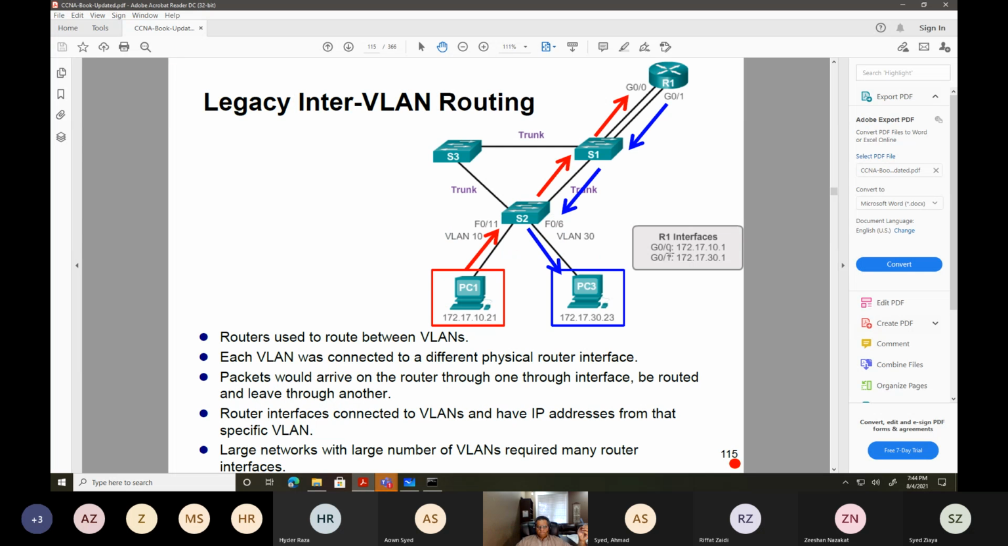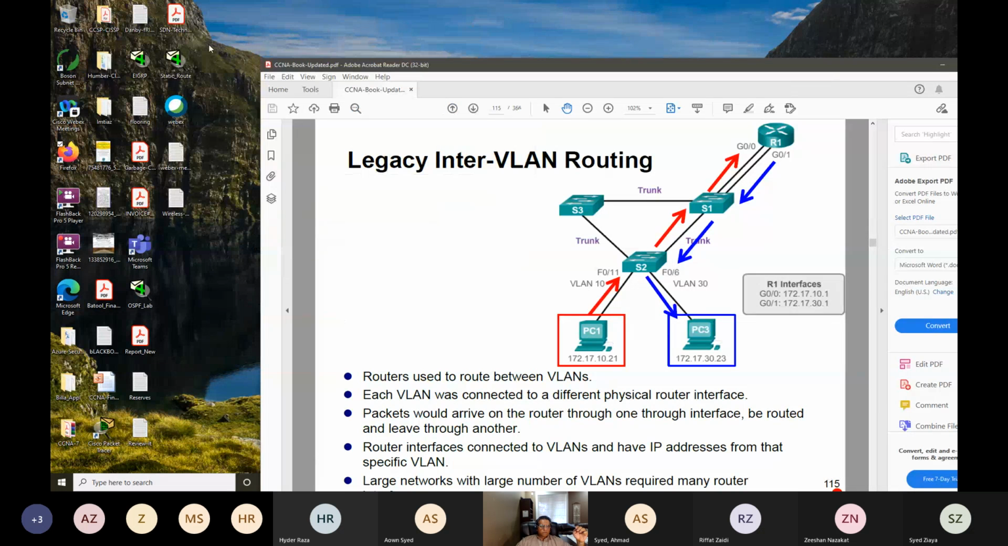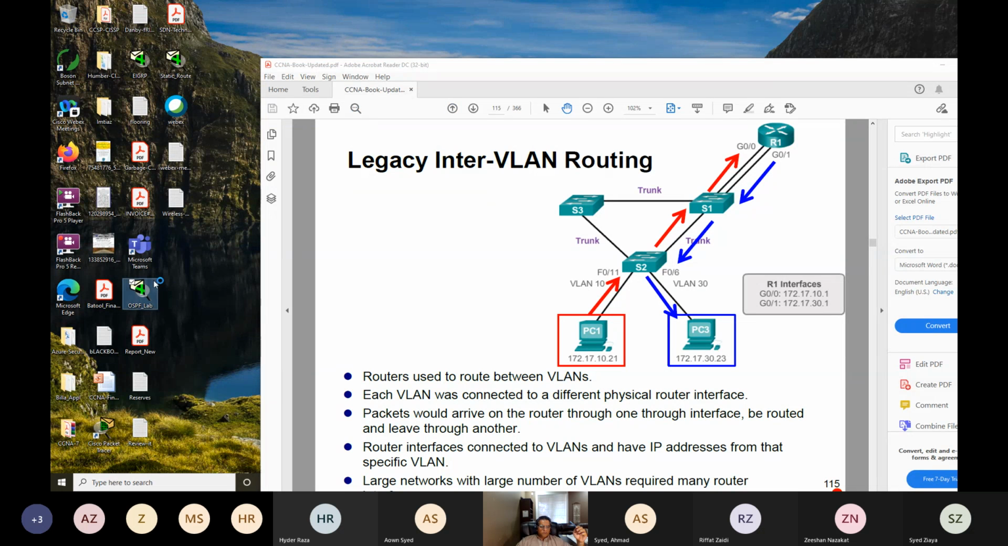Inter VLAN routing. Now, I'm going to have to bring up the lab in order to explain this.